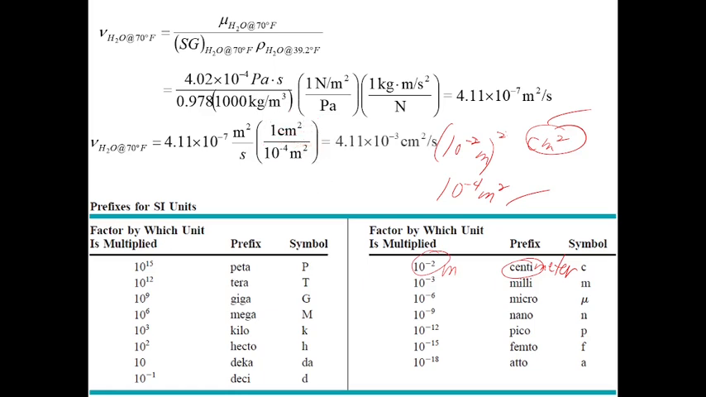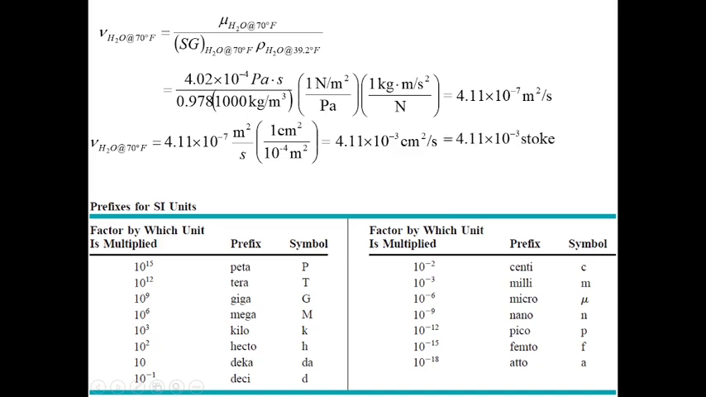And then we'll get an answer of 4.11 times 10 to the negative 3 square meter per second. And that is stokes. One square centimeter per second is 1 stokes.